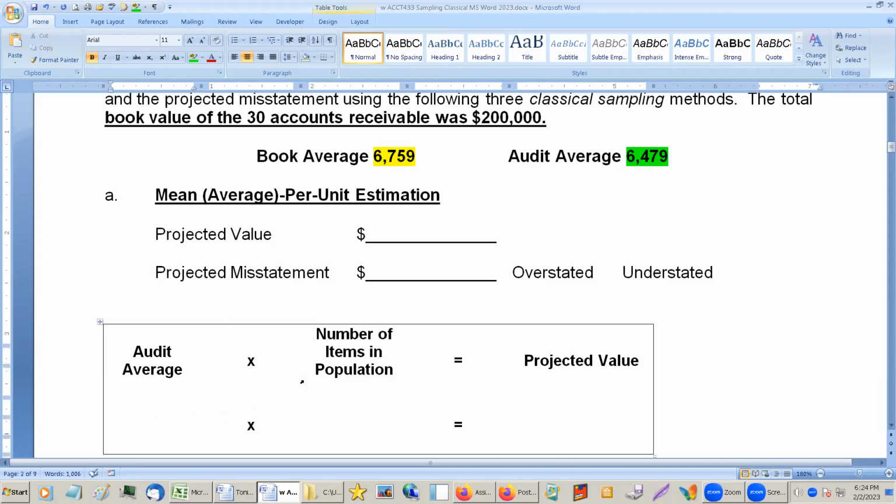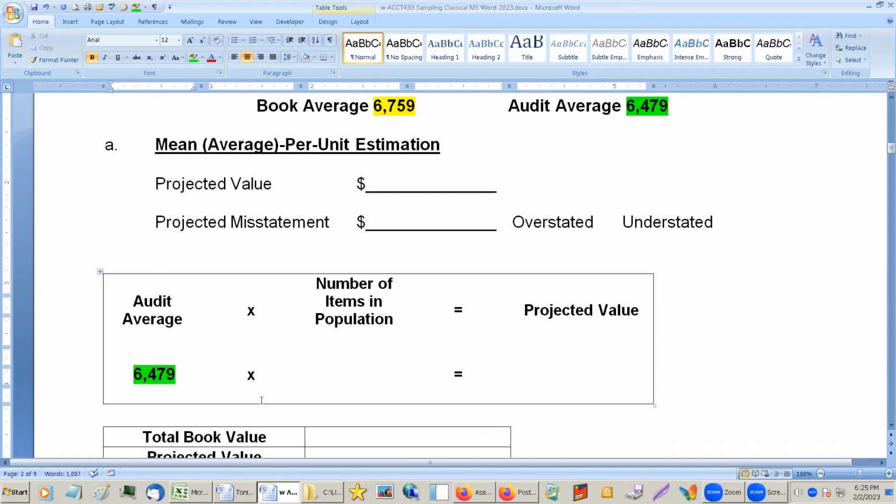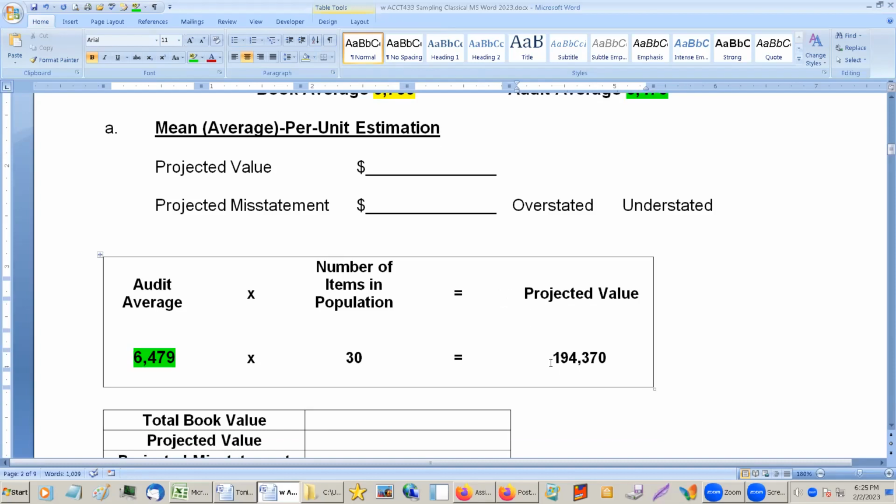So the audit average was 6,479. The number of items in the population was how many? 30. So we're going to say everything in the population should be our average of 6,479 times 30, which equals 194,370, I think. You guys probably know by now to check that. 194,370. Yep, correct. That's it. Okay, good.